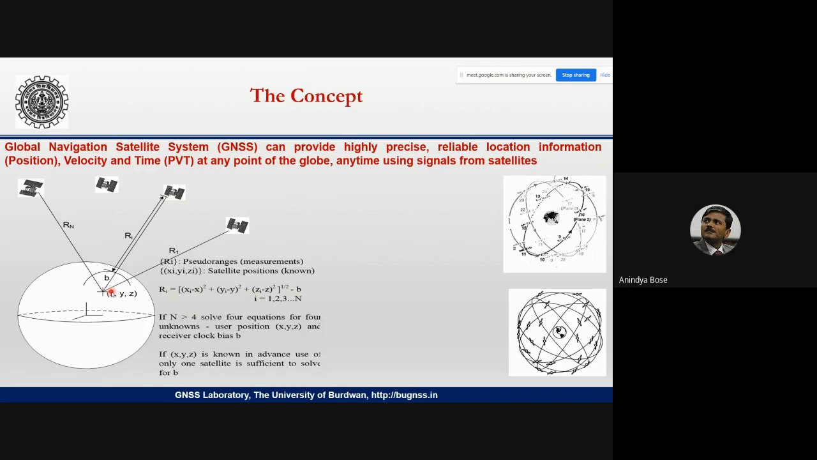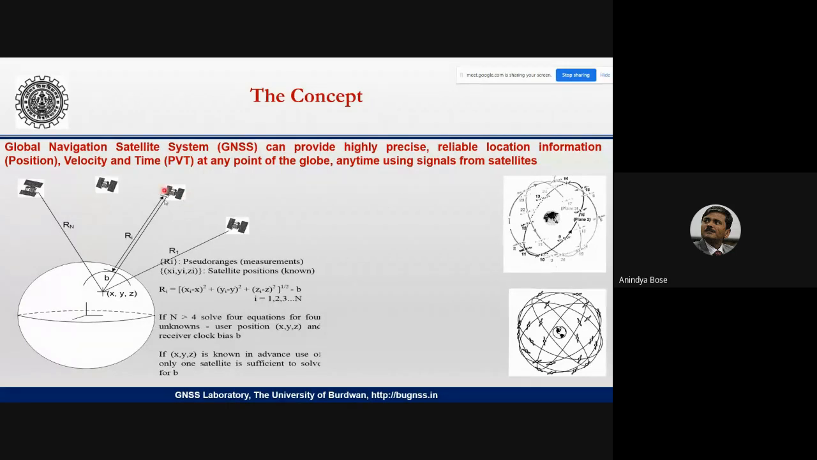Basically, that depends upon how precisely I can measure my time with respect to the satellite time. For example, to make it simpler, suppose I drive my car at 30 kilometer per hour. If I know how much time I have driven, say 4 hours, I can calculate 30 kilometer per hour into 4 hours equal to 120 kilometer. So I have traveled 120 kilometers.